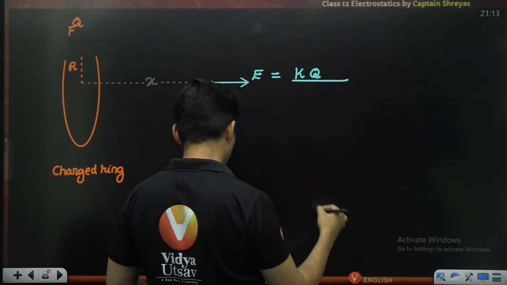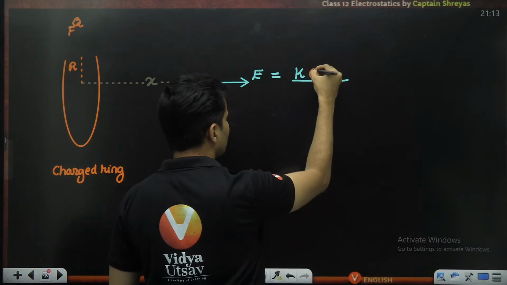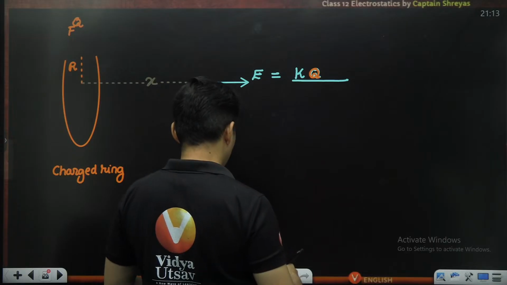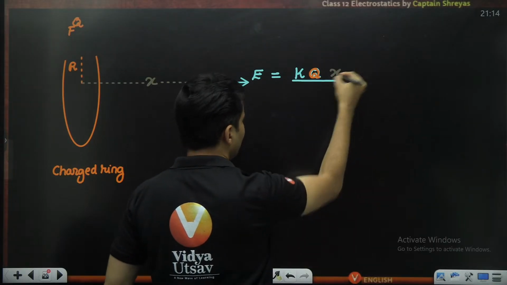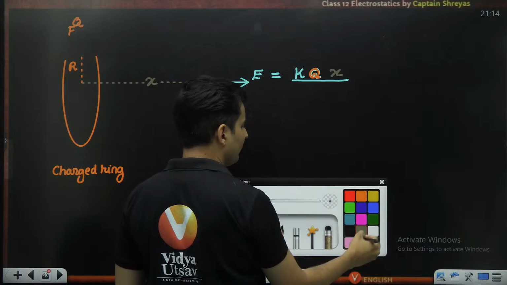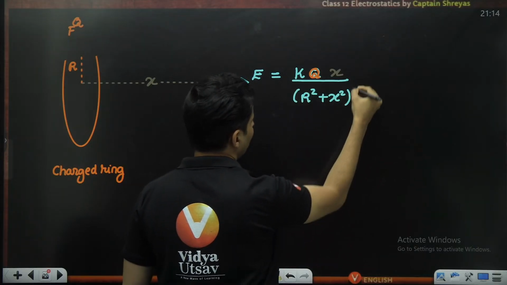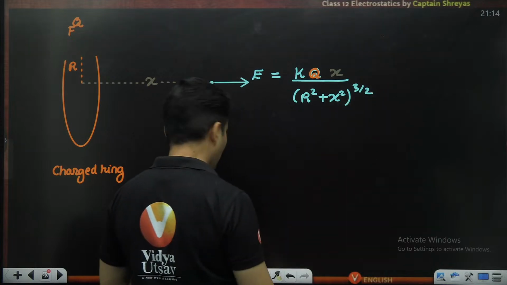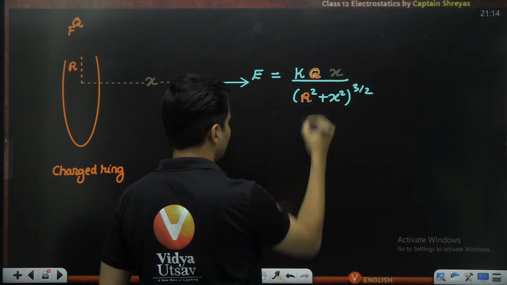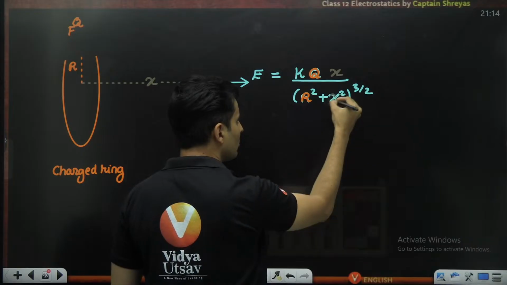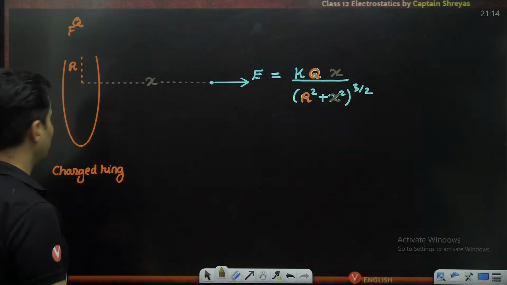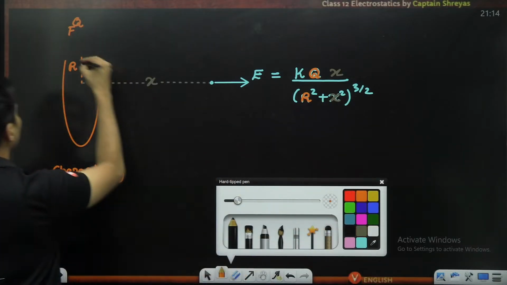and x is also there, sorry. This k is there, this q is there, this x is there, and the whole thing divided by r square plus x square raised to 3 by 2. R square plus x square raised to 3 by 2. This is very, very important. Okay. So remember this form.